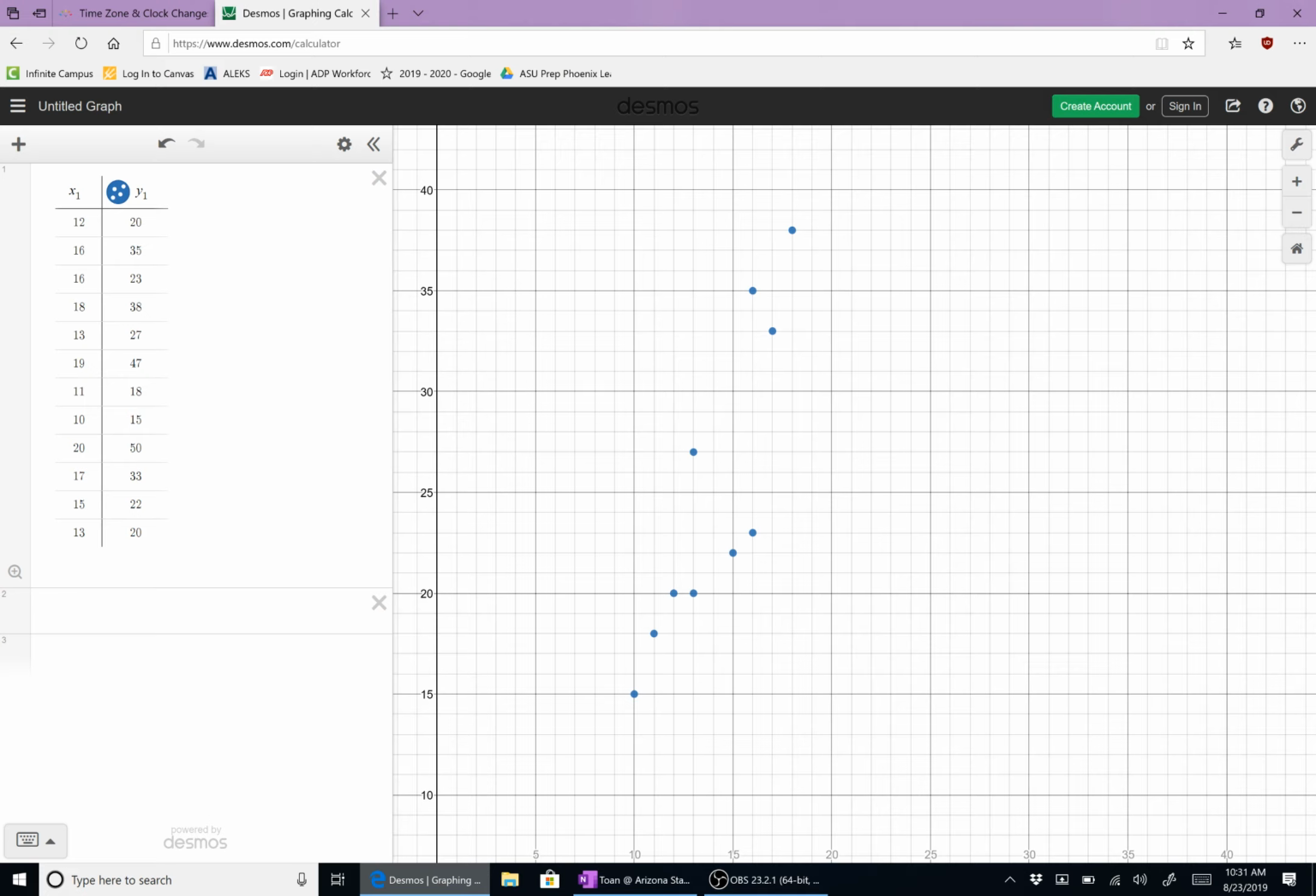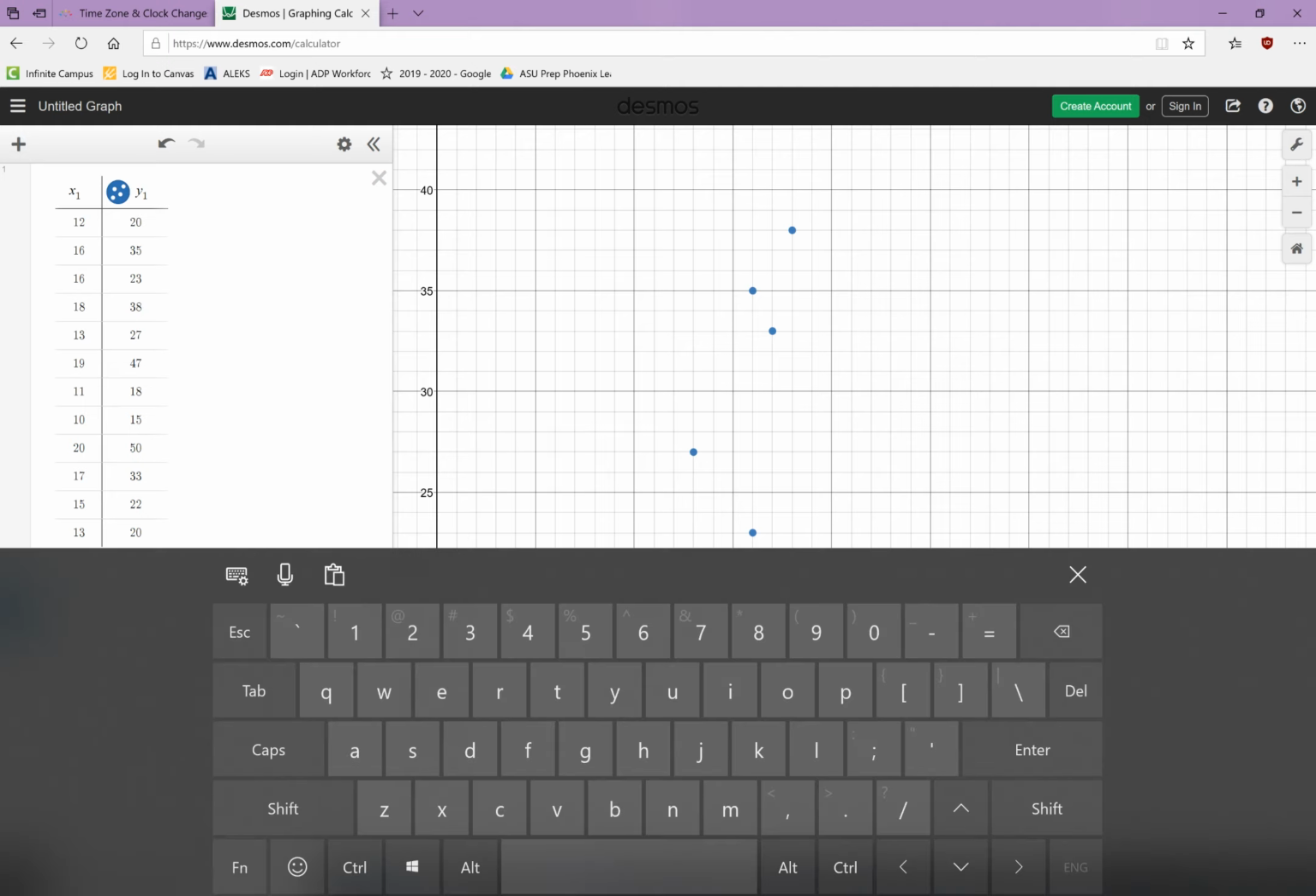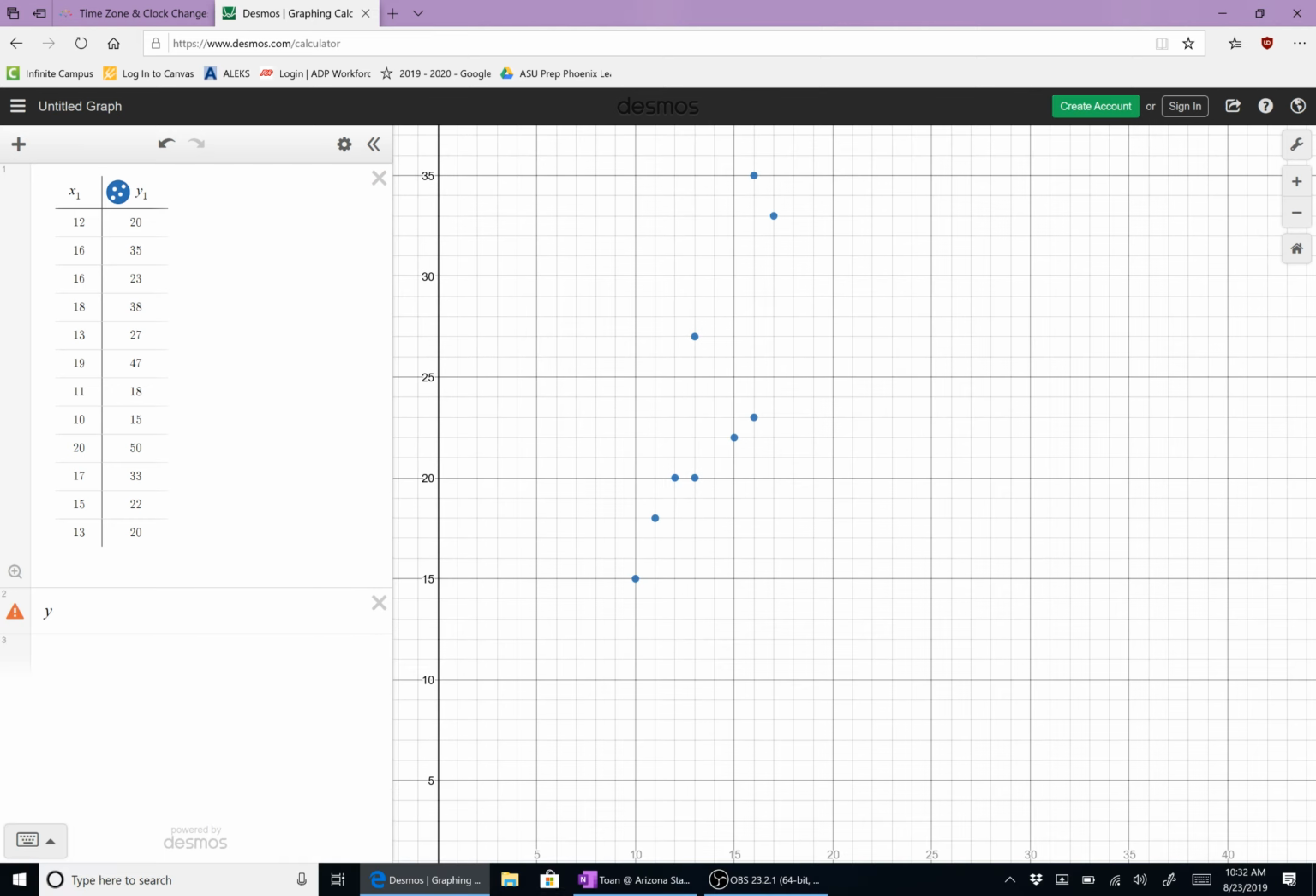Now, I want Desmos to plot the line of best fit. Here's the cool thing. It will do that for you as well. So in Desmos, go ahead and go onto a new line and take a look at your table. Notice how the headings are x sub 1, y sub 1. You can't use regular x's and y's. You have to use those sub ones. So we're going to type on your keyboard the equation of a line, y equals mx plus b, right? We're going to type in y sub 1.